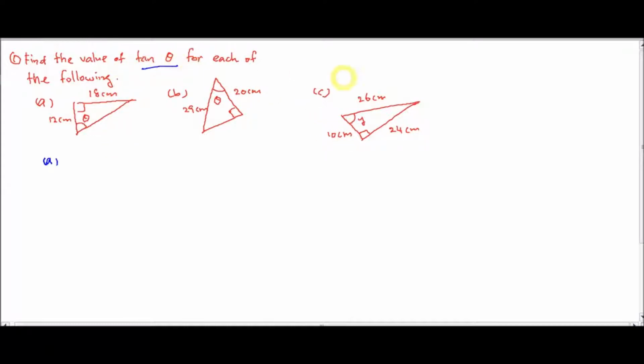This is tangent, right? Tangent is TOA, which means opposite divided by adjacent. Okay, so let's look at part A. Tangent theta. Which one is opposite? Theta is here and the opposite side will be here. 18 divided by adjacent, the side which is nearer to theta, 12. And we just simplify it. Then you get the answer.